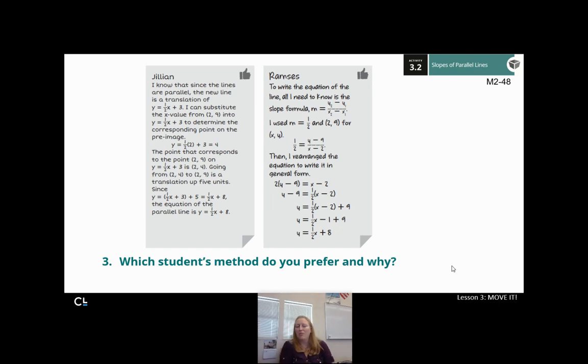They both work. They both get the job done, but can you just decide real quick, take a moment to decide which method you like better, why you like it better. Go ahead and hit pause, jot down your thoughts, and then hit play when you're ready to keep going.